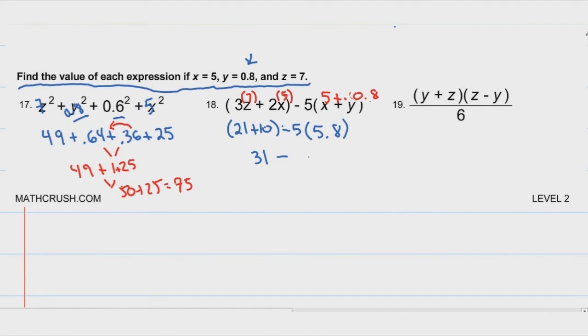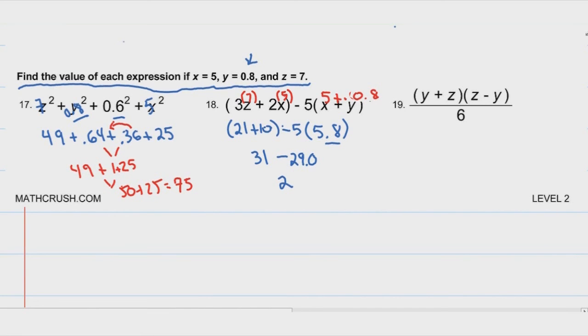Well, 5 times 58. Again, don't worry about the decimal until you're done. You can put that back in. 5 times 8 is 40. Carry the 4. 5 times 5 is 25. Plus 4 is 29. We need one digit to the right of the decimal because we have a 0.8. That becomes 29.0. So basically, it's just 31 minus 29, which is 2.